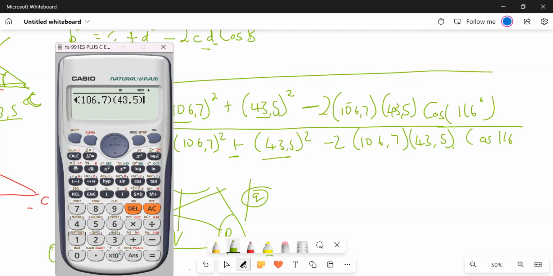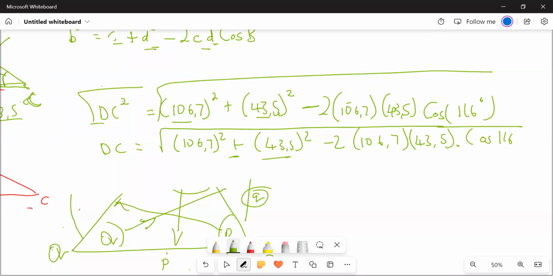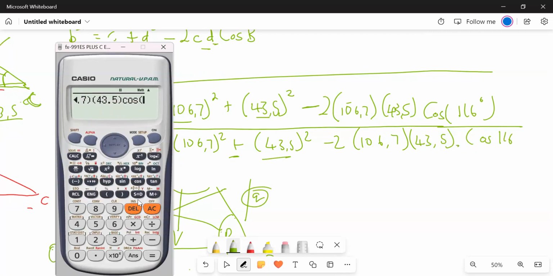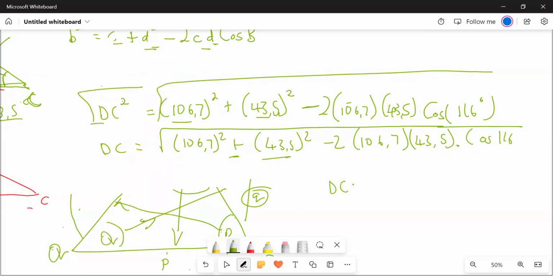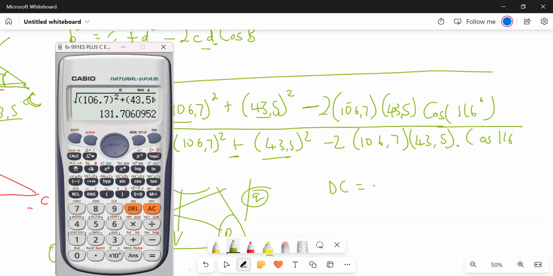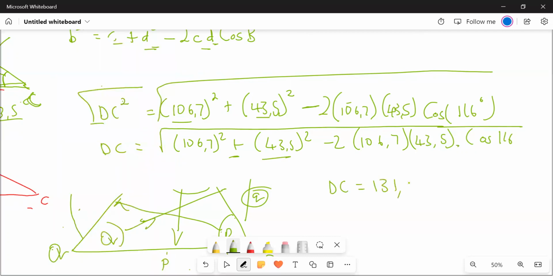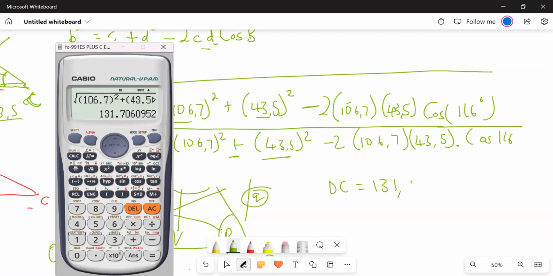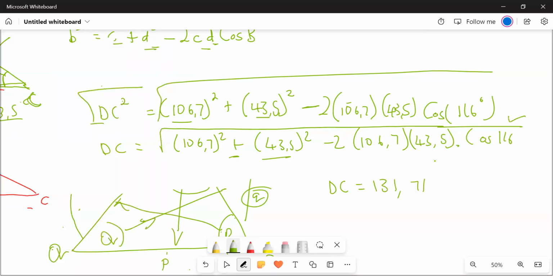And then after that, this is still multiplication. It's multiply, multiply, multiply. And then you're going to put what then? The cos of what? 116. And then you close the bracket. And then it tells you what DC is. What is DC? It's 131.71.